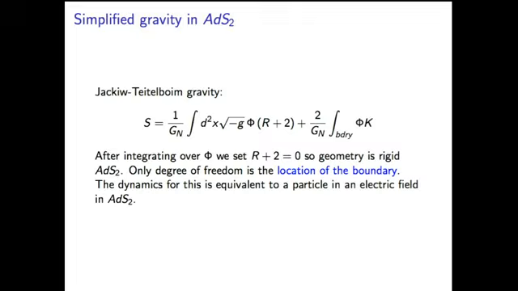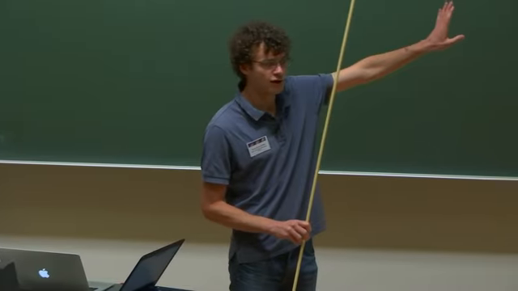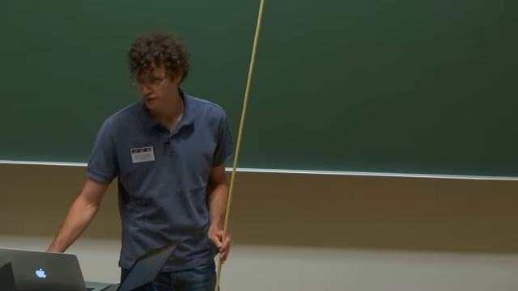So the degree of freedom in this theory is the location of the boundary of the part of AdS2 that we're looking at. This is a very simple theory of gravity. The dynamics for this particle that tells you where the location of the boundary is, the world line of the boundary, the dynamics for that is equivalent to a particle moving in an electric field in rigid AdS2. So this is what this theory of gravity reduces to, just the motion of a particle in an electric field.